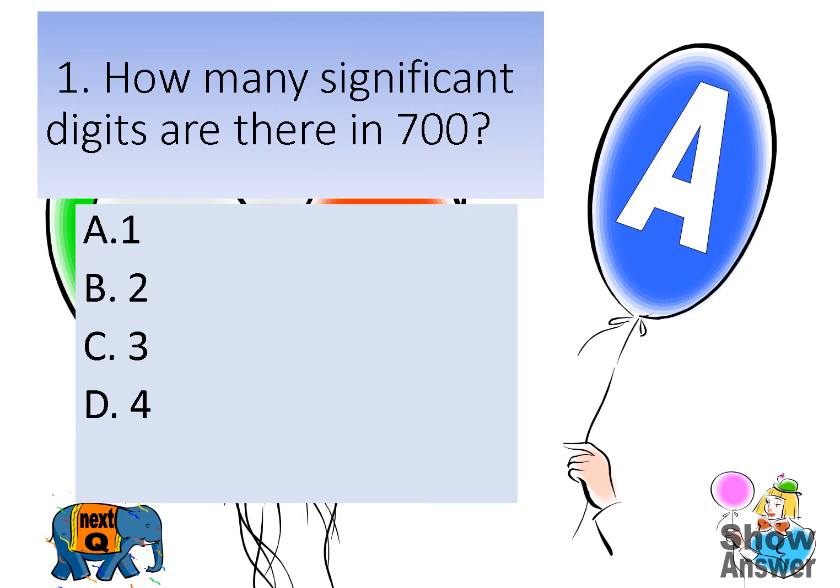Remember that in our previous video tutorial about scientific notation and significant digits, we have the rules in identifying the significant digits. And one of those rules is that zeros to the left of the decimal point are not significant. So meaning these zeros here are not significant. So we have only one non-zero digit. So therefore the answer is letter A. Let's have now the second question.